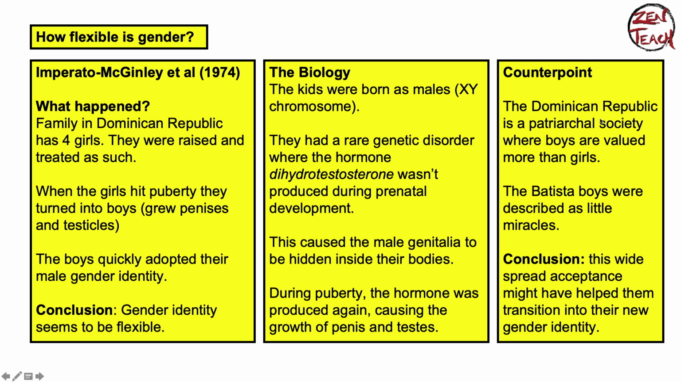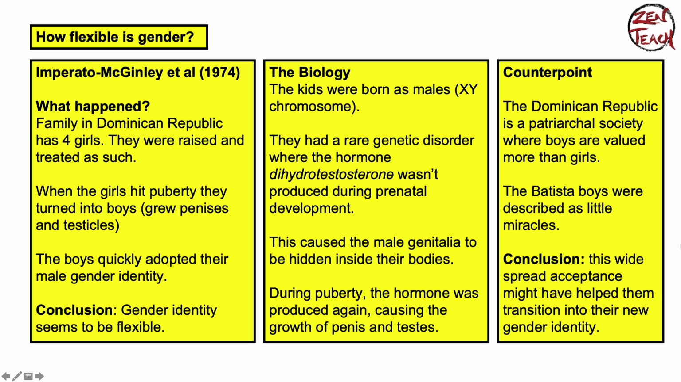Patriarchal means that there's a bias towards preferring males, and that males are viewed as more valuable as individuals. So the Batista boys, from the Batista family, were described as little miracles, right? That they turned into boys, as if they now are better human beings. I'm putting it over the top, but the conclusion here is to say, well, of course it was easy for them to transition into boyhood or malehood, because basically they now had a better identity, right?